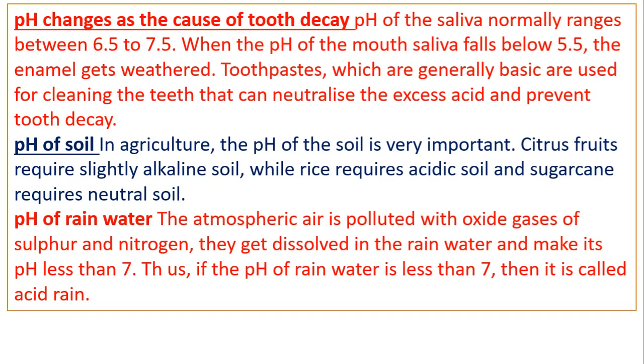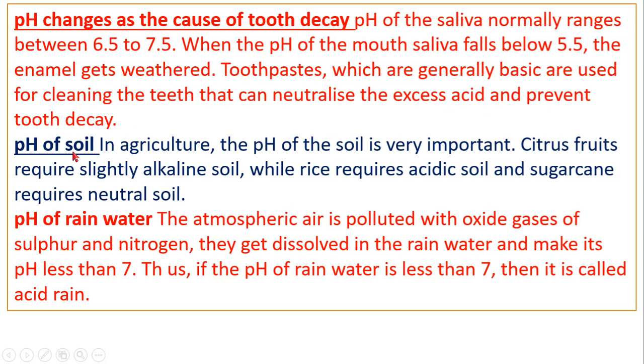Now, pH changes as the cause of tooth decay. The pH of saliva normally ranges between 6.5 and 7.5. When the pH of the saliva in the mouth falls below 5.5, the enamel gets weathered. Toothpaste, as you already know, is generally basic. It is used for cleaning the teeth and can neutralize the excess acid, and it prevents tooth decay.